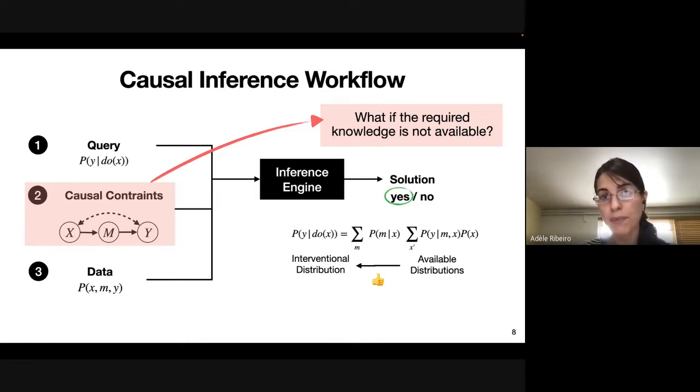So Pearl's theory of causation is relaxing this assumption by allowing us to do causal inference given a causal diagram. However, if you consider a high dimensional setting where you have many variables, the knowledge that we have available sometimes is much coarser than what is required to fully specify this causal diagram. So how can we relax even more this assumption? That's what I'm going to answer in this presentation.